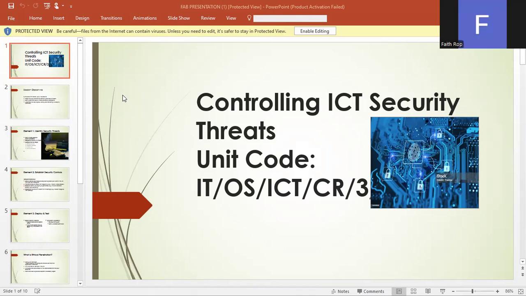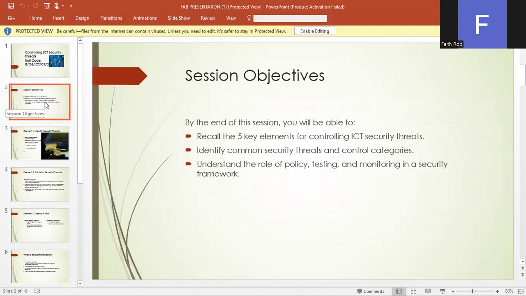Okay, this topic on security is a vital topic in this digital world where systems and data constantly face risk. Now, the objectives of the lesson: by the end of this session, every learner is able to recall the 5 key elements of controlling ICT threats, identify common security threats and control categories, and understand the role of policy, testing, and monitoring in a security framework. Those are basically the objectives of this session.